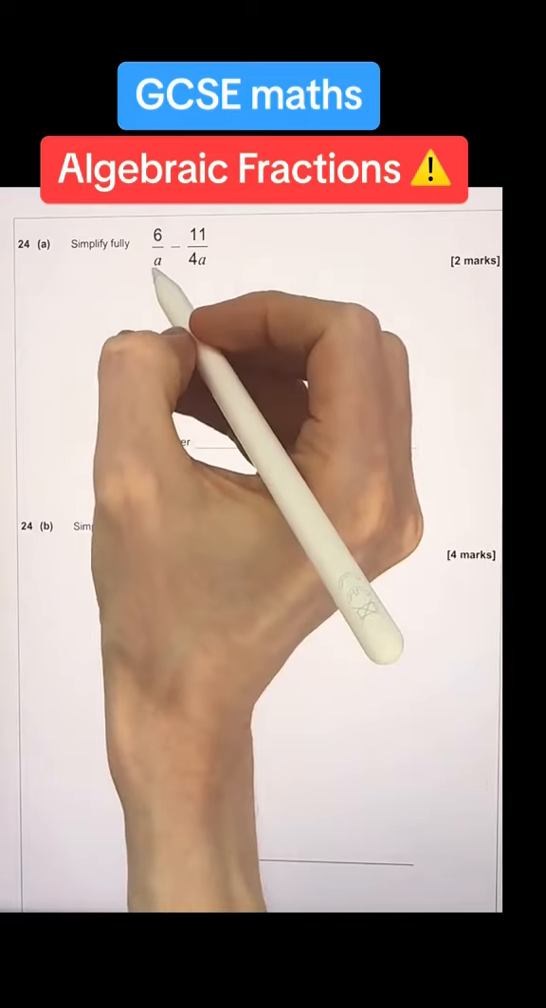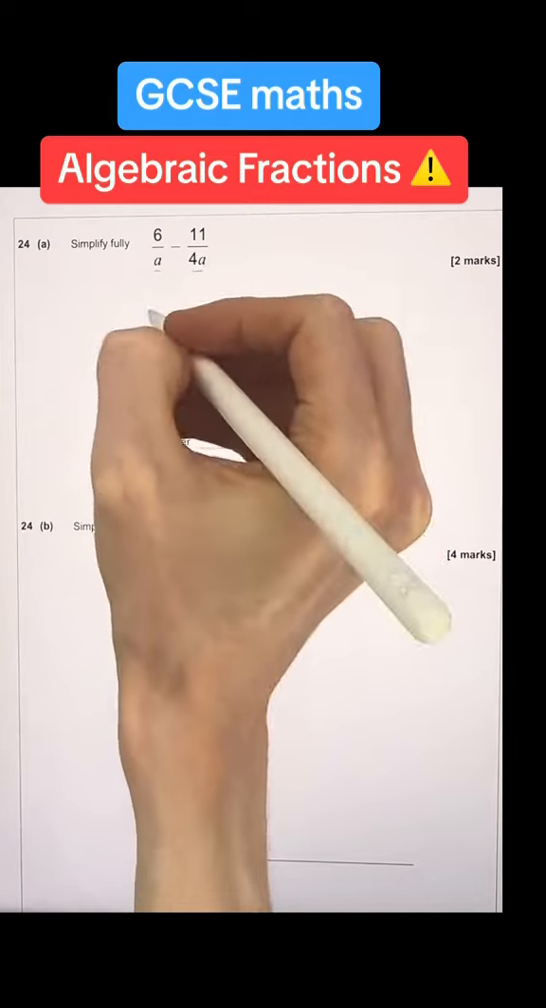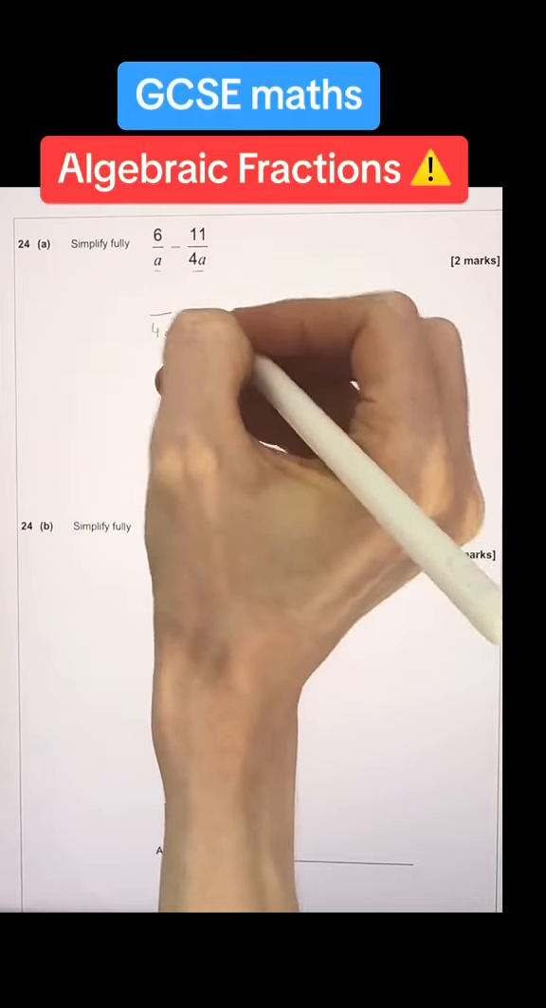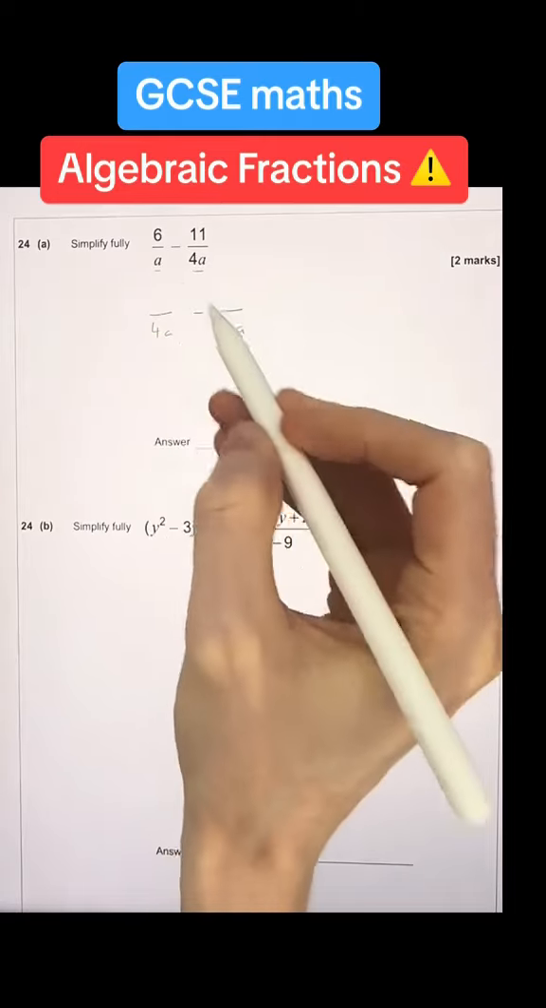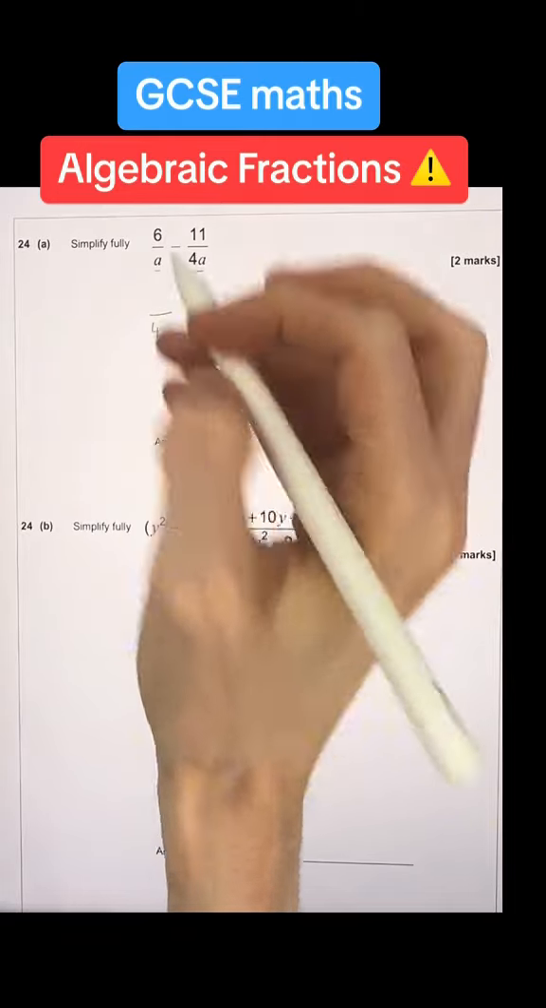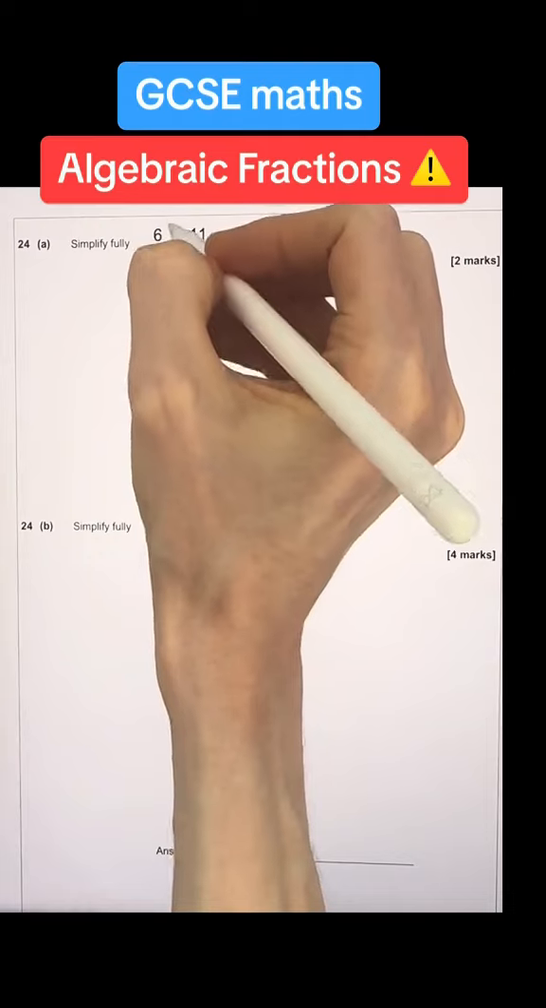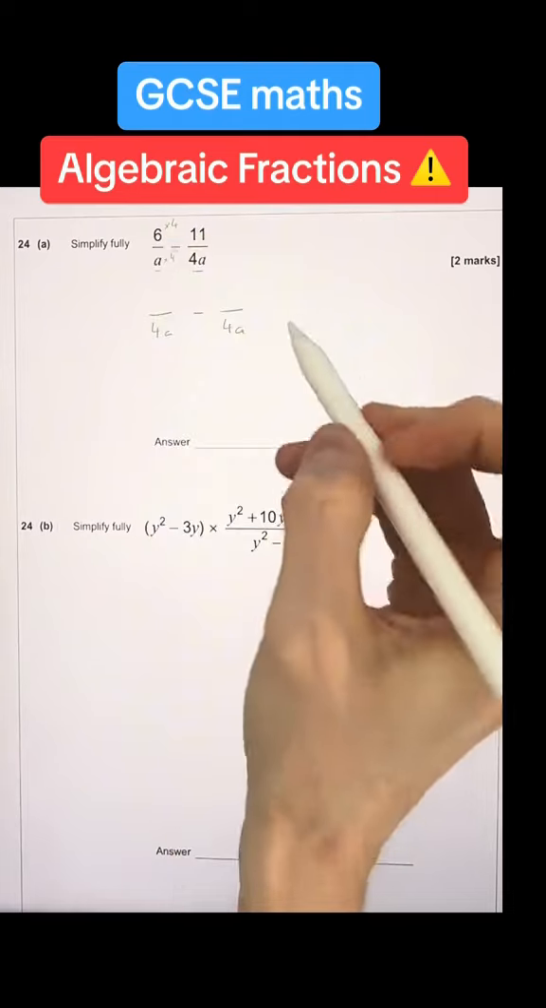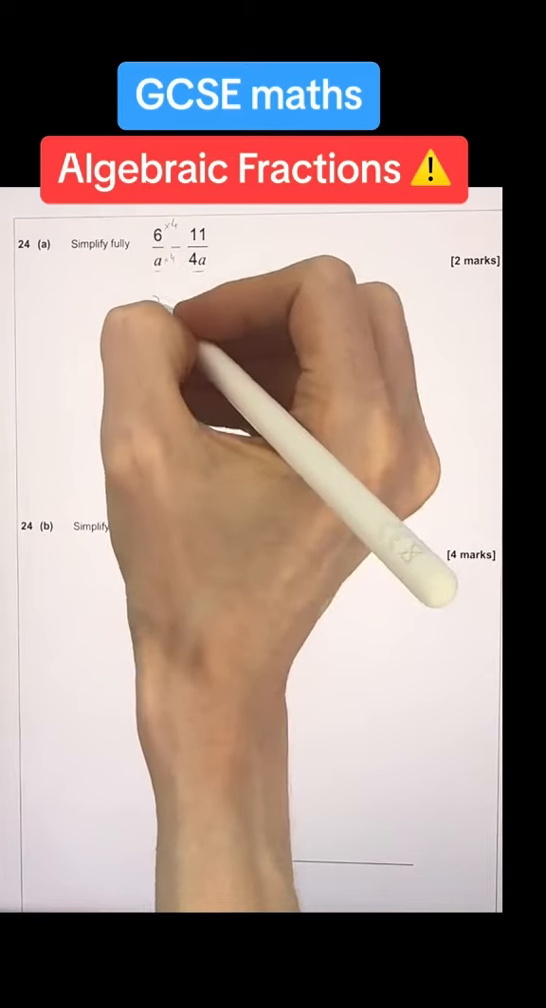Looking at denominators here I've got a, and here I've got 4a. Well, I can write both fractions to be out of 4a. Looking at the first fraction, what have I times a on the bottom to get to 4a? Well, I've multiplied it by 4. Hence, I must do the same to the top to give it equivalent fraction. So 6 times 4 gives us 24.